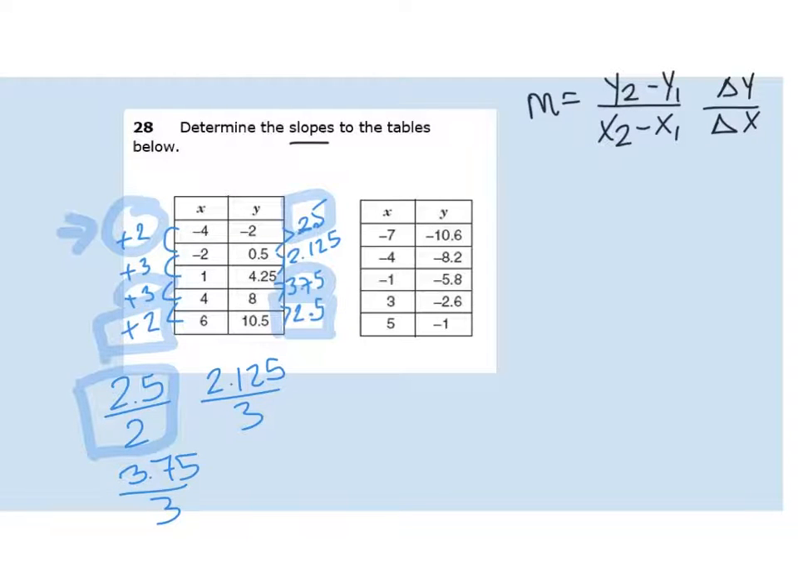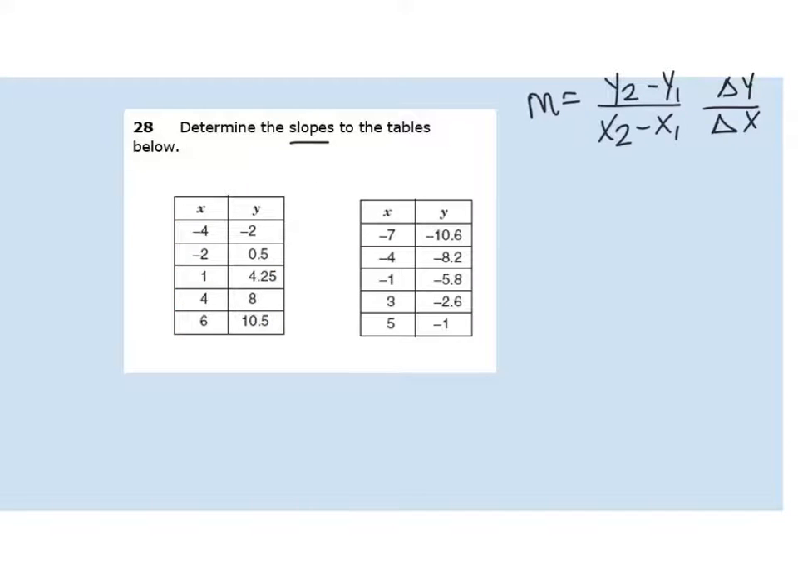I'm going to go ahead and shift my attention to the second table. To give me space, I'm going to start off with a clean slate. Okay, so on the second table, we're going to do very similar. We're going to look at the change in the values. From -7 to -4 is an increase of 3. -4 to -1 is an increase of 3. -1 to +3 is an increase of 4. 3 to 5 is an increase of 2.